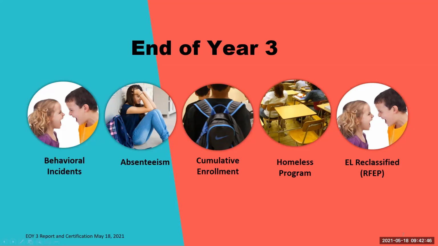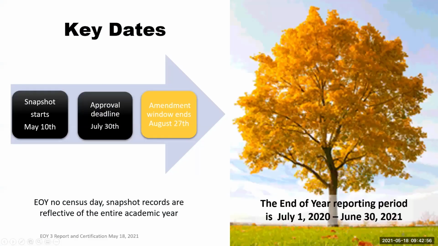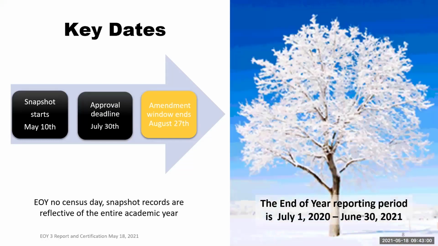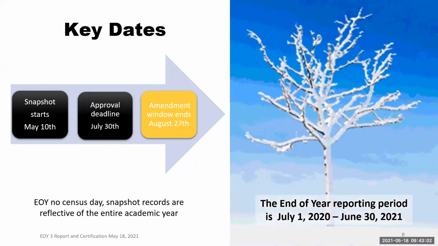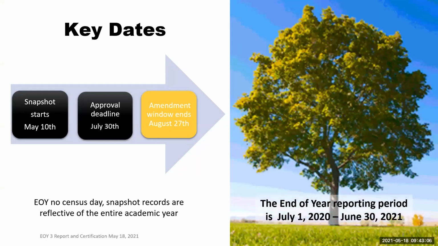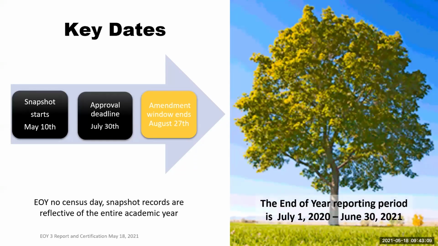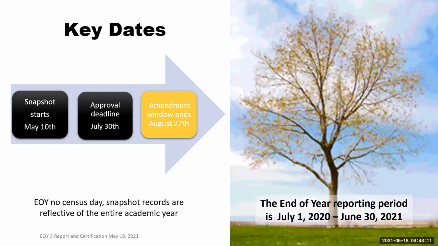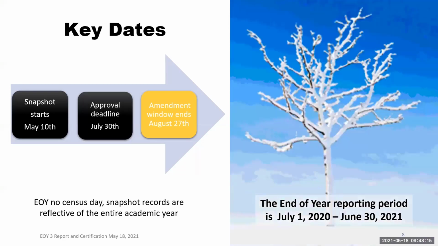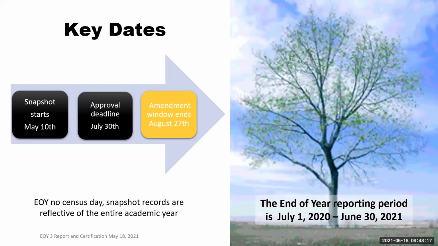You could think of the grad count as being part of the cumulative enrollment, but if you want to think of it as a separate requirement, that can be a 6th bubble, right, to consider. So end of year 3 is the largest individual data collection as part of end of year. As always, we have key dates. May 10th was the start of snapshots. So as of last Tuesday, you have reports, you have certification errors that you could start reviewing. The approval deadline is July 30th, and the amendment window is August 27th.